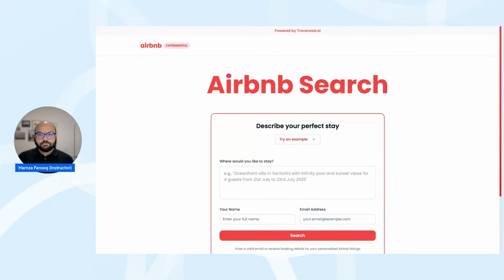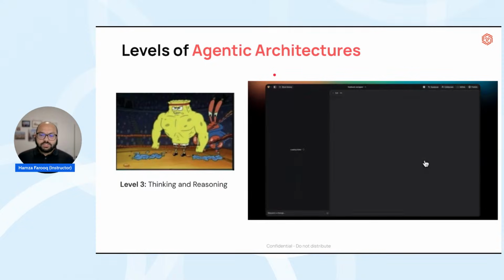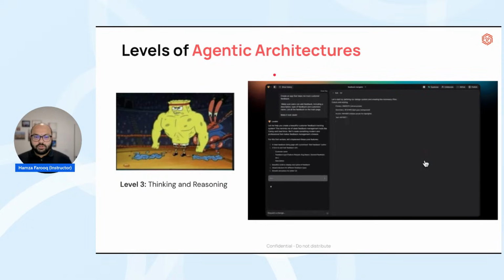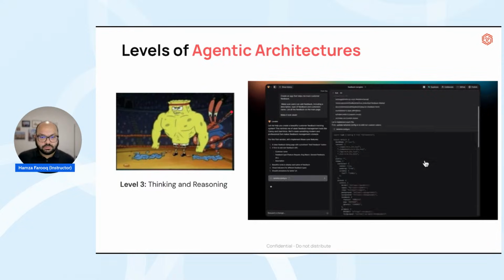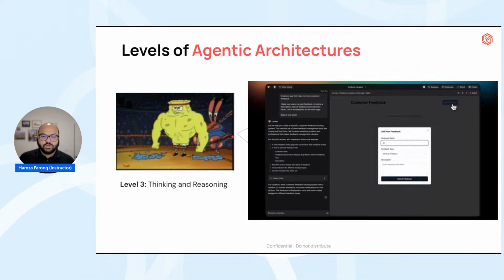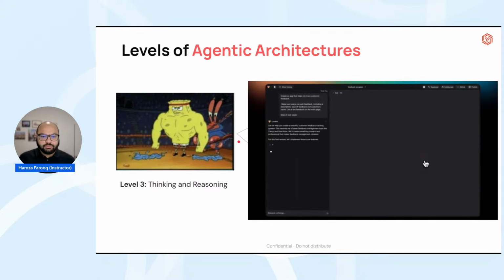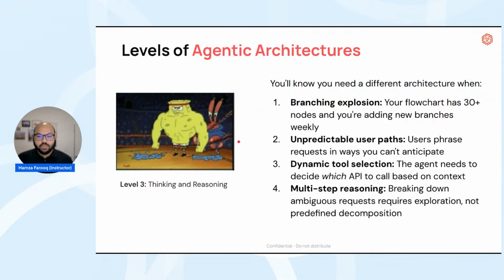All right. So coming back to the second part. The second part is what we're going to talk about today. We're going to talk about thinking and reasoning. The thinking and reasoning part is when you do not have a plan. You just need to show a result. However, you do not have a plan on how you're going to get there. This is usually needed when your flowchart has 13 plus nodes and you're adding new branches continuously.